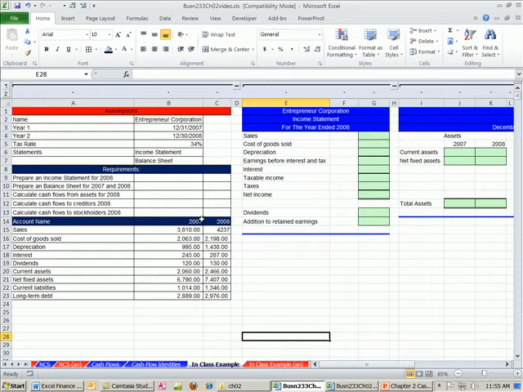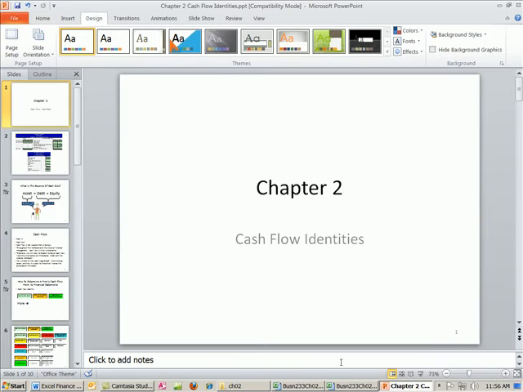Hey, we have been talking about the balance sheet and the income statement, and now we need to talk about cash flows. Now I'm going to uncharacteristically go over to a PowerPoint presentation, cash flow identities.